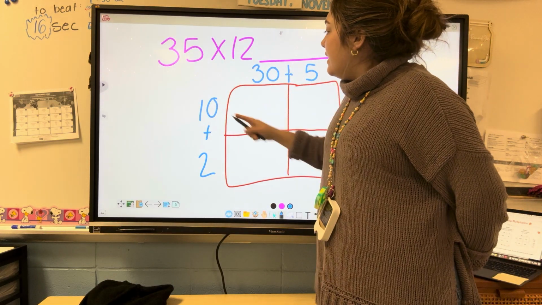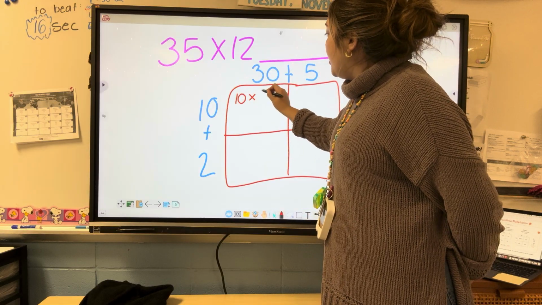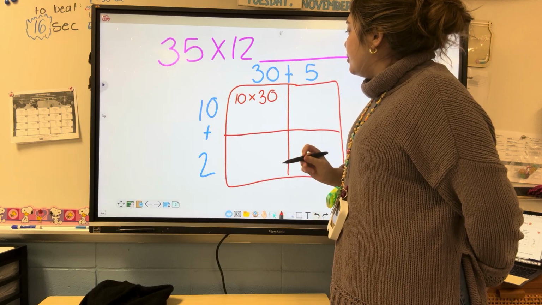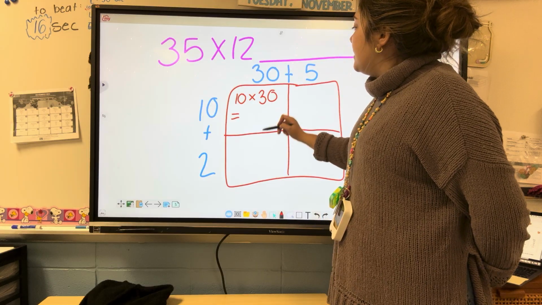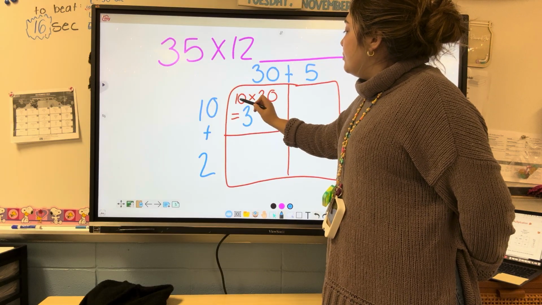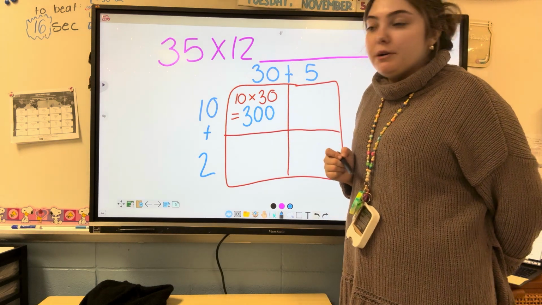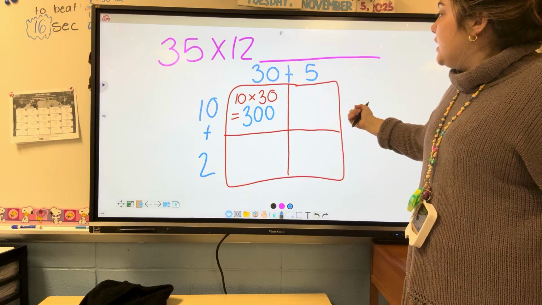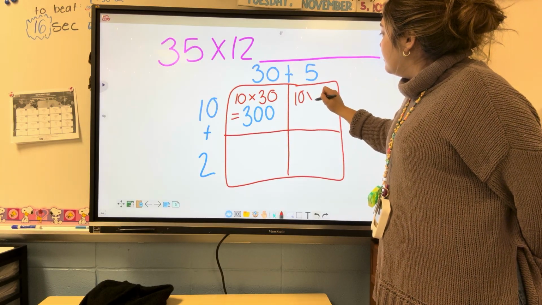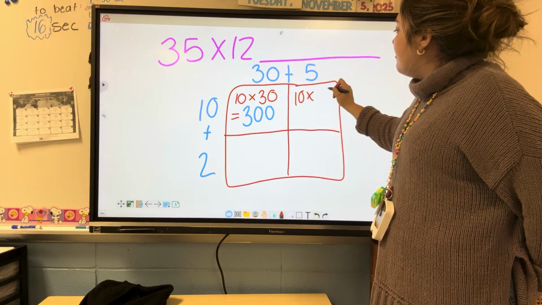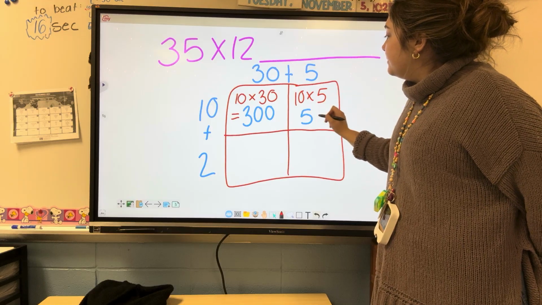So I look all the way to the left, and I have 10. And I look all the way to the top, and I have 30. So I'm going to do 10 times 30. Okay? You know, 1 times 3 is 3. So 10 times 30 would be 300 once I bring my 2 zeros. Now I go into this box. Look all the way to the left. I have a 10. Look all the way up. I have a 5. So I have 10 times 5. I know that equals 50.